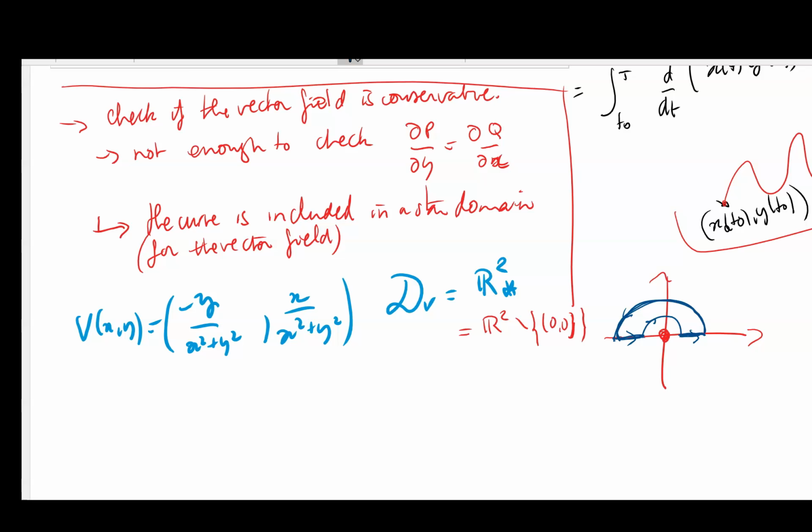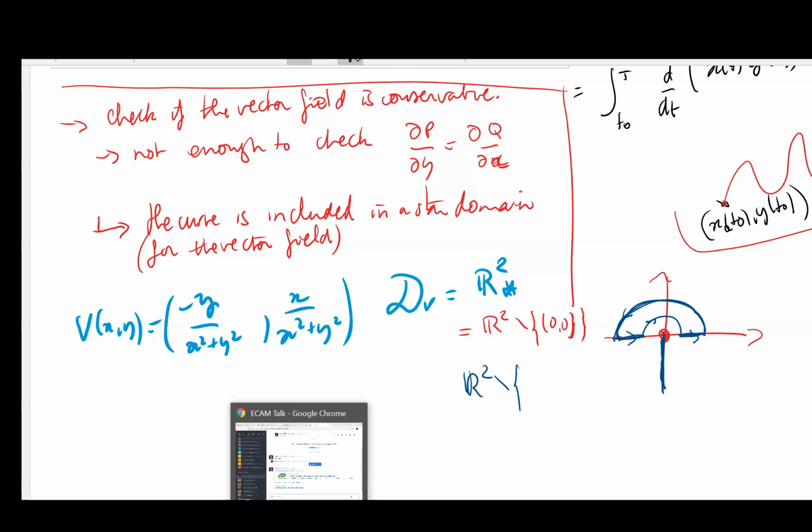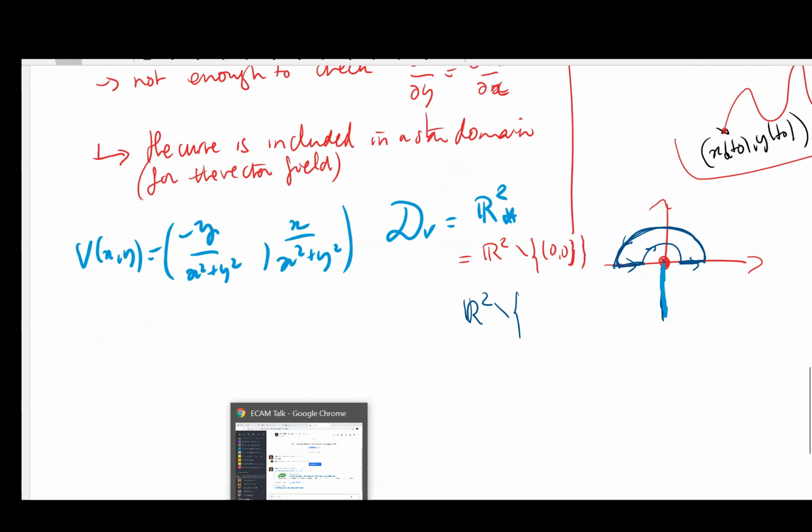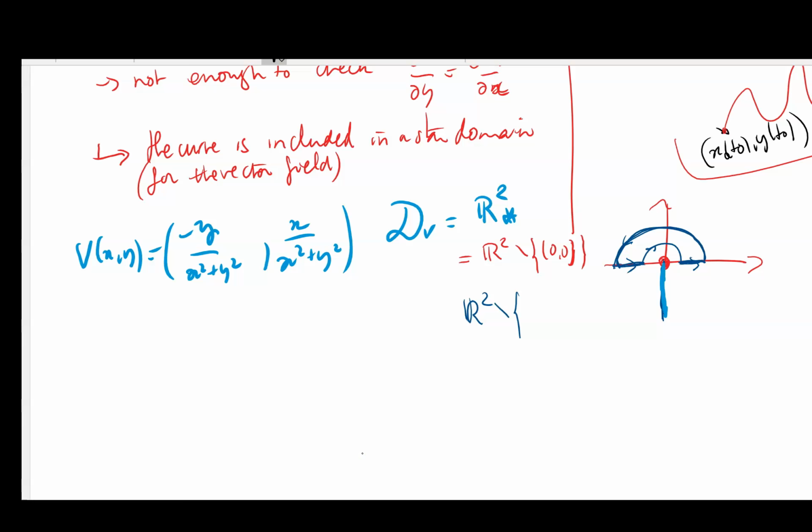The thing is that this curve itself is included in a star domain, because we said that R2 star is not a star domain. But if we say R2 minus a half line, okay, we must exclude 0, but if I exclude a half line, let's use this half line. That's going to be all the points described as x equal to 0 and y negative. Okay, so R2 minus that half line, this is a star domain.